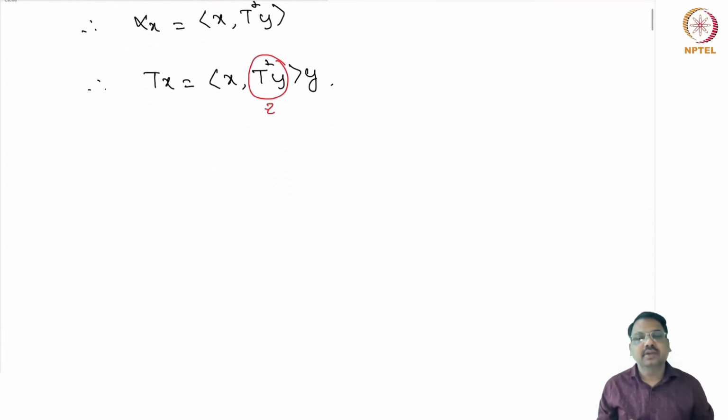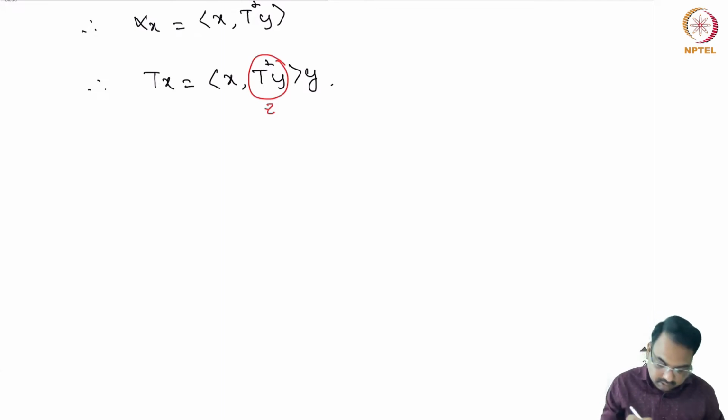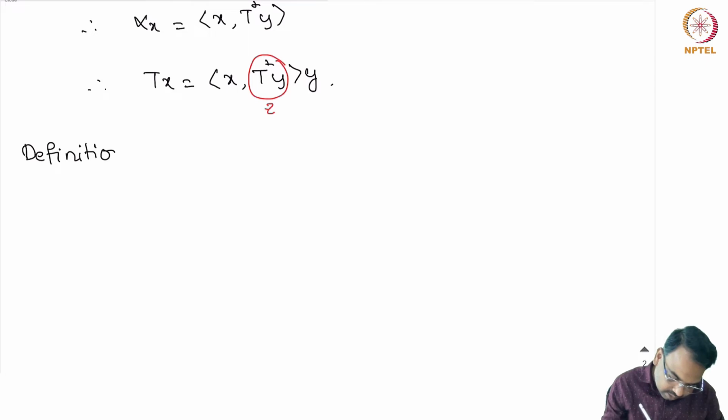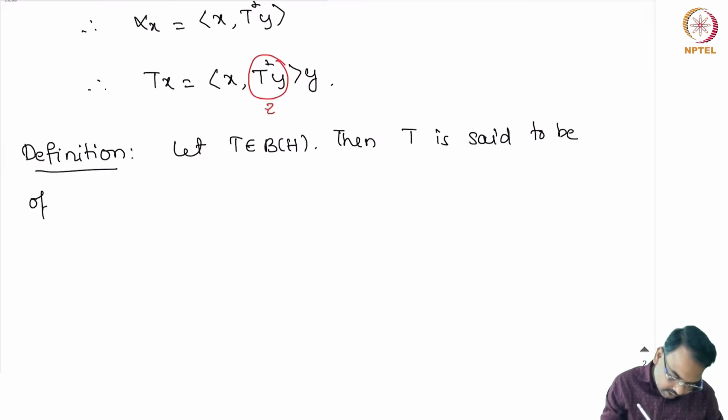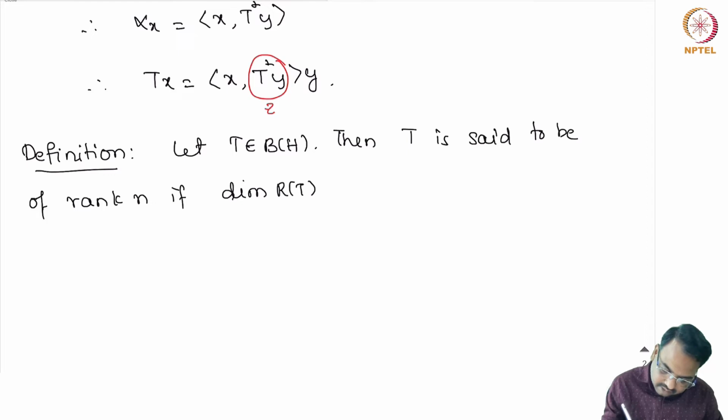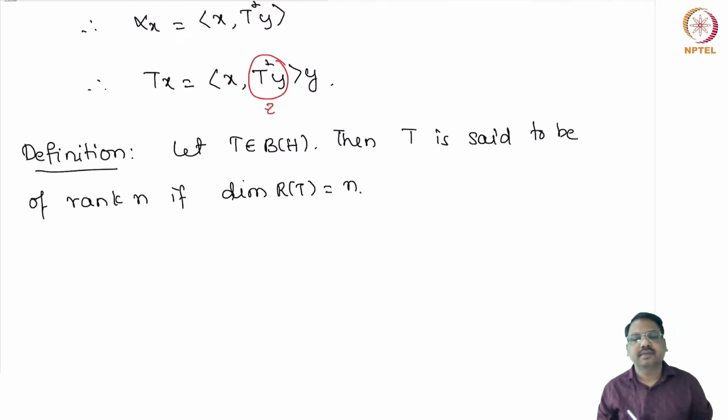So we can say that all rank 1 operators are given in this way. Now we can generalize this to rank n operators also. So, definition: let T be a bounded operator on H, then T is said to be of rank n if the dimension of the range of T is exactly n.